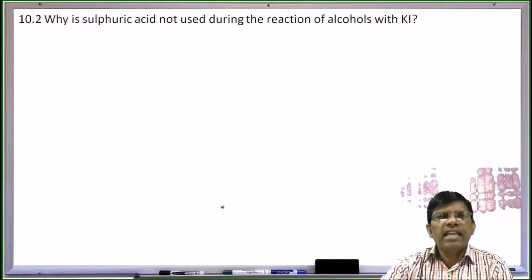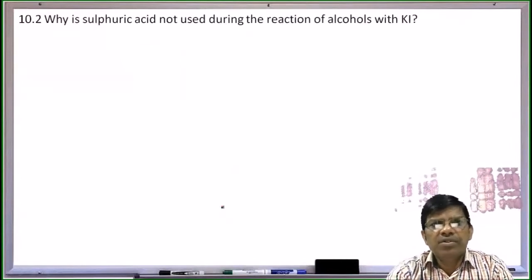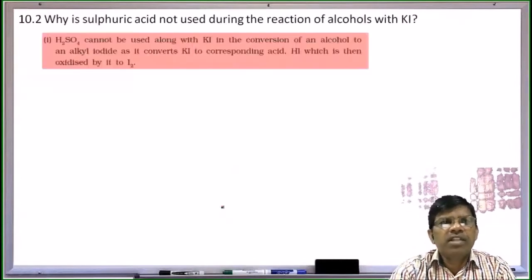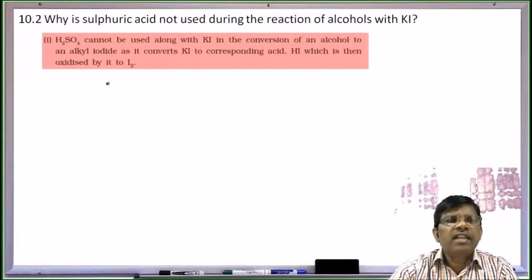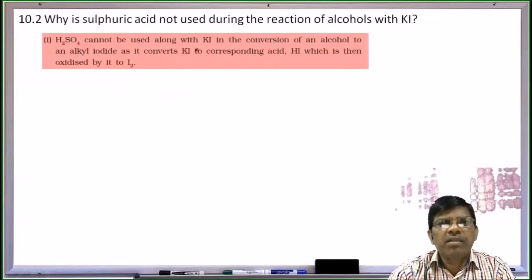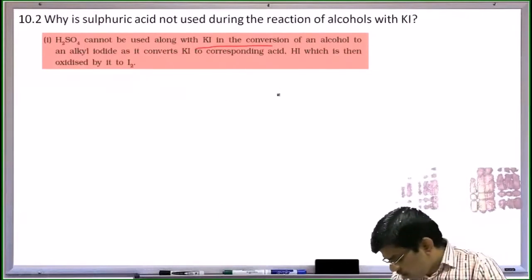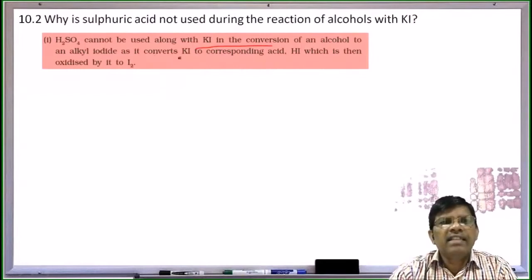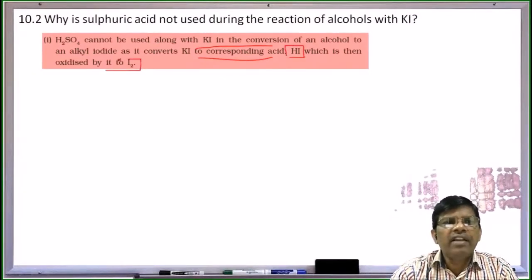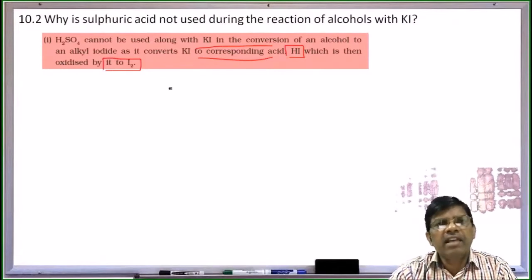Next, why is sulfuric acid not used during the reaction of alcohols with potassium iodide? Just what I said, sulfuric acid cannot be used along with potassium iodide in the conversion of an alcohol to an alkyl iodide. Sulfuric acid converts potassium iodide to the corresponding acid, HI, hydroiodic acid, which is then oxidized to iodine, so the reaction does not proceed forward.